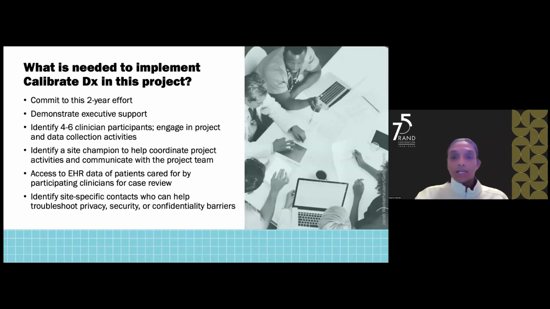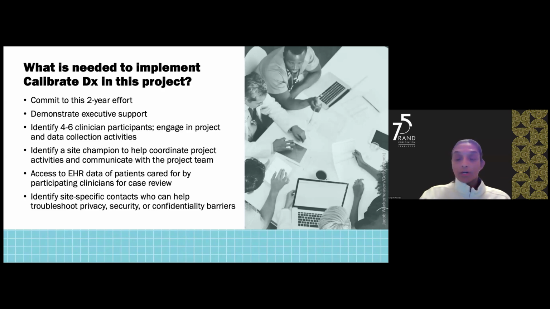So what would a site need if they were interested in implementing CalibrateDx as part of this project? It is a 2-year effort. It includes 1 year of implementation where you're actually using CalibrateDx, as well as a 2nd year, as Margie mentioned, focused on sustaining the use of CalibrateDx and maybe even expanding use of CalibrateDx to other clinicians and other departments.